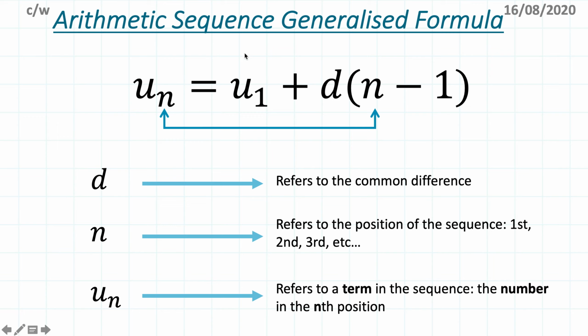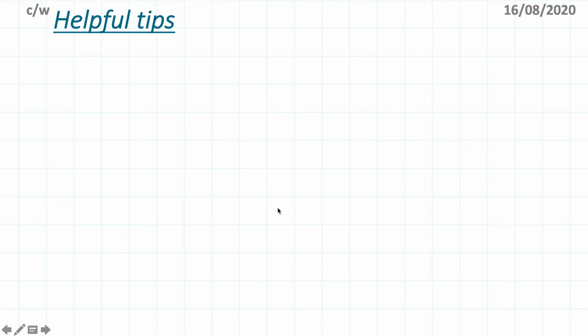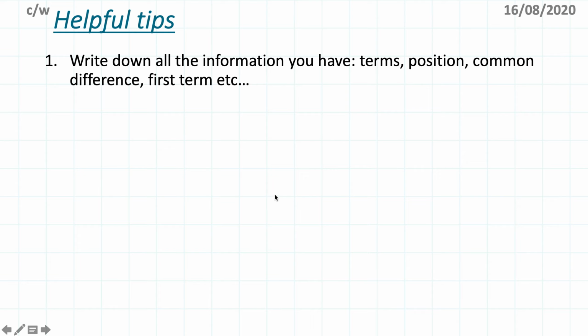So in an arithmetic sequence, the two most important pieces of information to have are the first term and the common difference, but sometimes the other terms are missing. But let's follow through some helpful tips before we solve some questions. So first, write down all the information you have. Do you have the terms? Do you have the position? Do you have the common difference? Do you have the first term? Maybe some of these are missing.